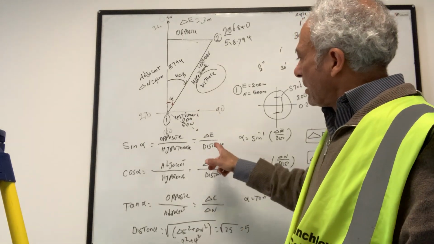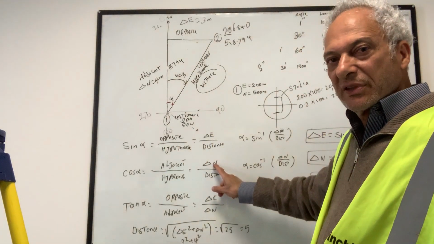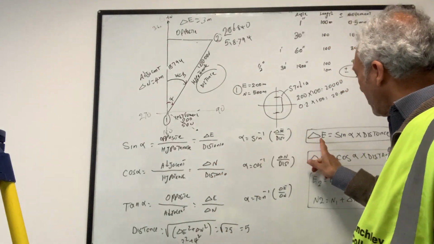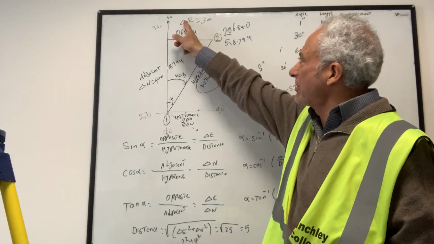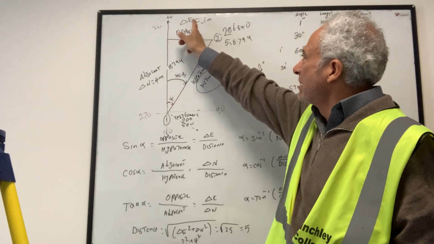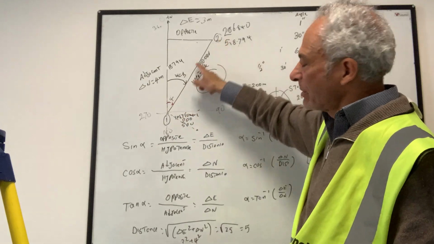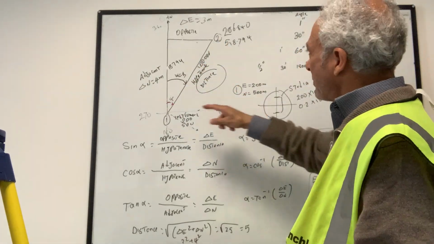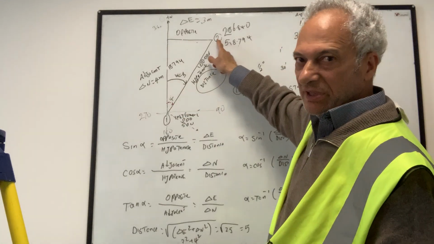So I can rewrite this formula in terms of difference in easting and difference in northing. So therefore, difference in easting, i.e. this length, this triangle is a Greek symbol for distance. Difference in easting will be the sine of this angle times this distance. And difference in northing, which is that length, will be cos of this angle times this distance.